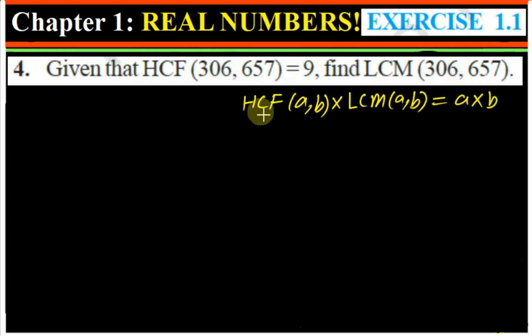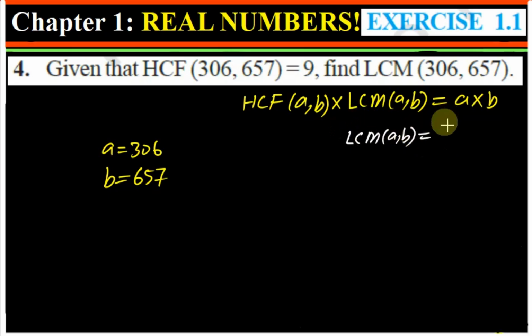So this is the relationship between the LCM and HCF of two numbers, so that we can use it here. In this case, A is 306 and B is 657. We need to find out the LCM. LCM of A and B will be equal to A into B upon HCF of A and B. Means if you want to find out LCM, you have to divide the multiplication of the numbers by the HCF, and if you want to find out HCF, then you have to divide the multiplication of the numbers by the LCM.